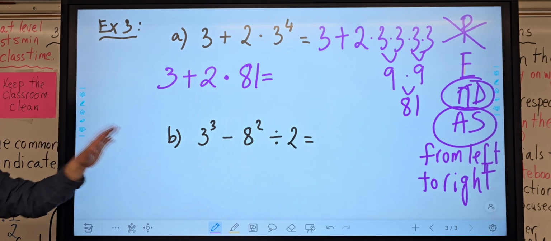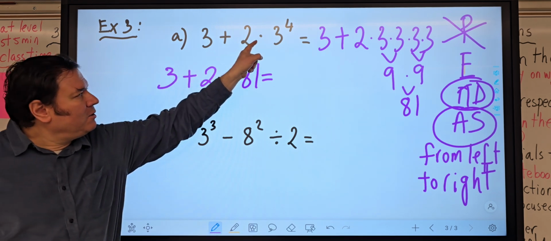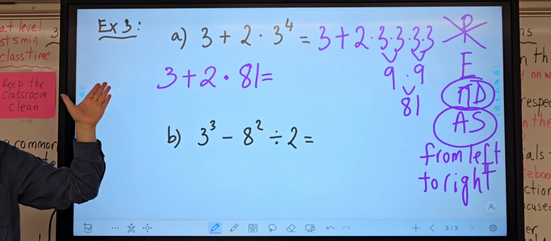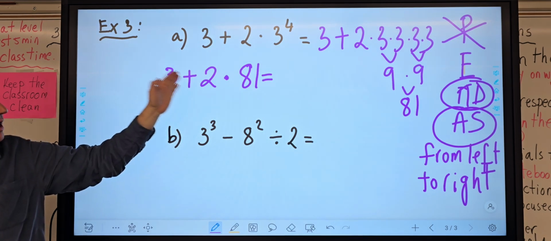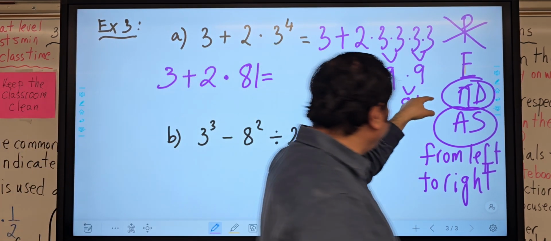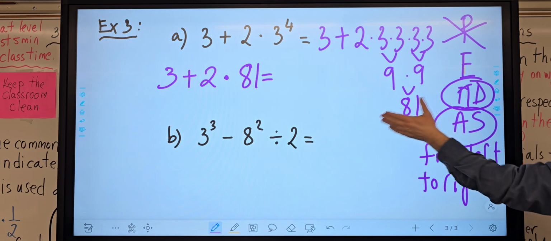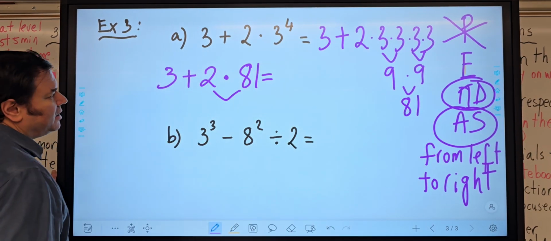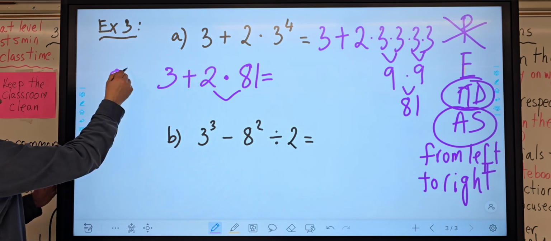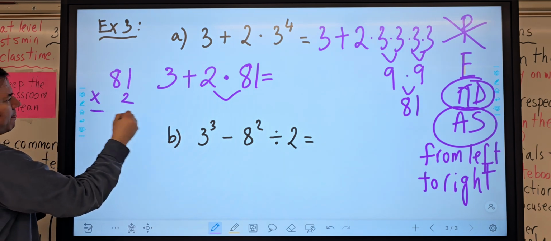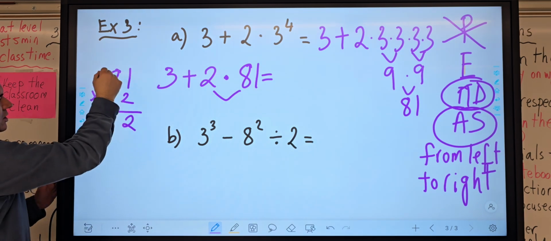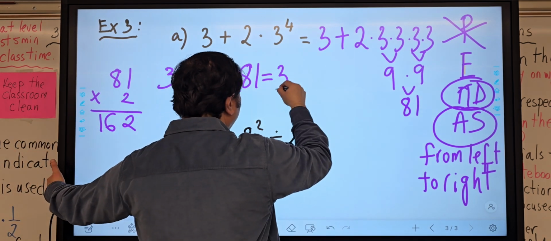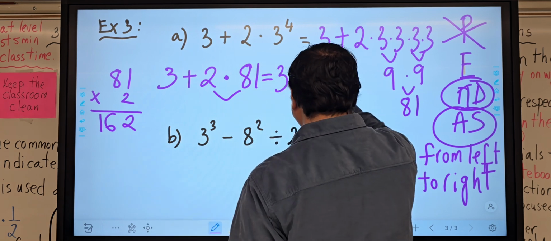Okay? Let's retract a little bit again. We got the answer for 3 to the 4th power, which is 81. And now we have addition and multiplication, and we know that multiplication comes before addition, so we have to multiply 2 times 81 and see what we get. So we have 81 times 2, 2 times 1, 2, 2 times 8, 16. So here we get 3 and then plus 162.